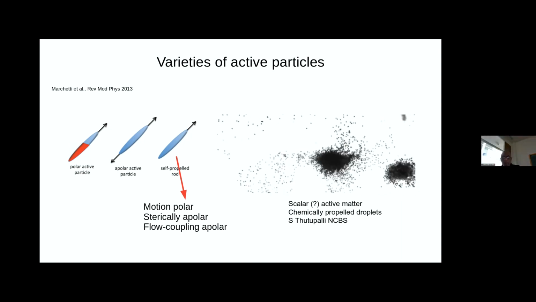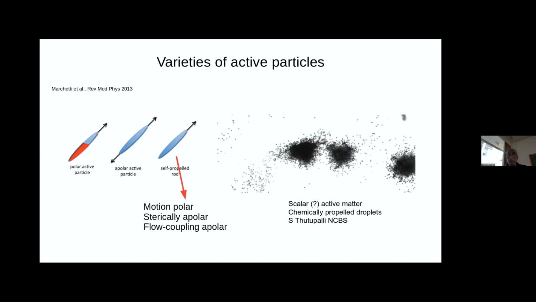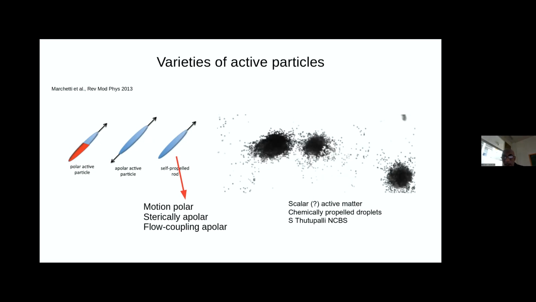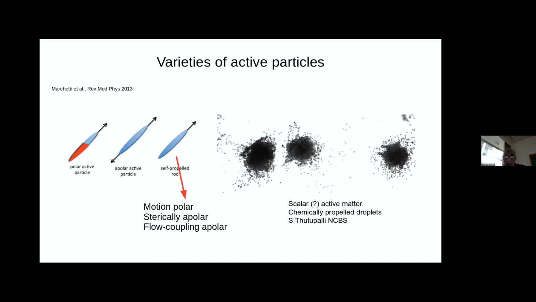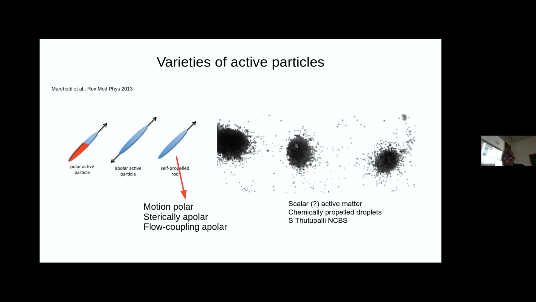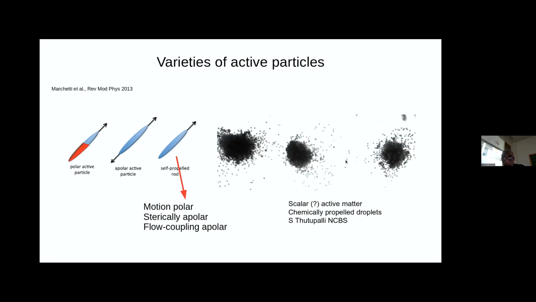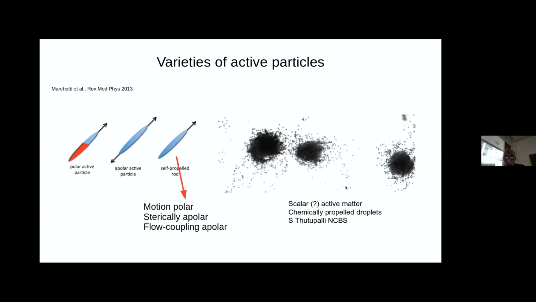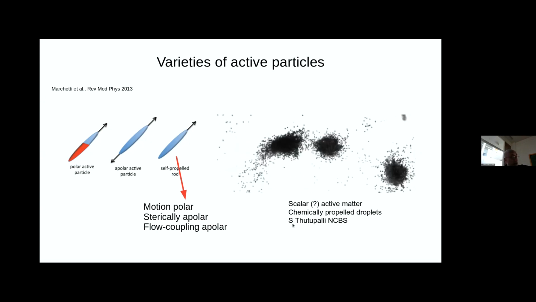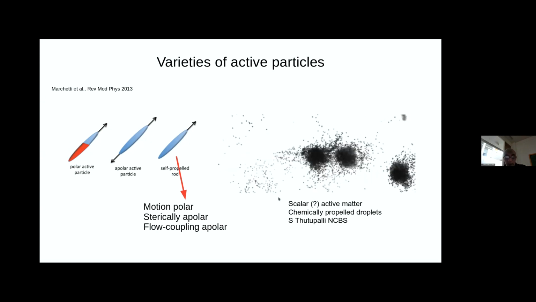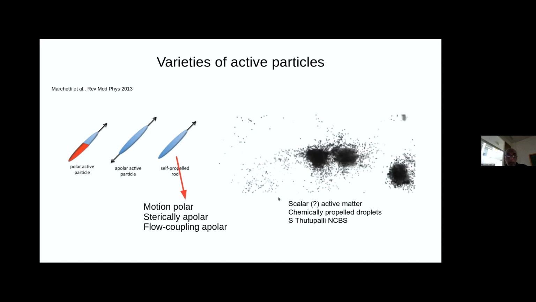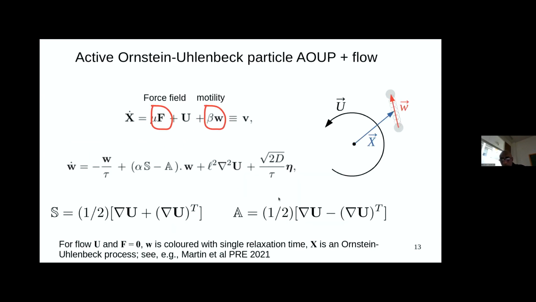You can also have active particles that are very transiently self-propelled, but are basically little spherical objects. You might be tempted to call them scalar active matter, like these chemically propelled droplets from Shashi Tuttupalli's lab. What I want to do, based on these examples, is look initially at a very simple kind of active particle.